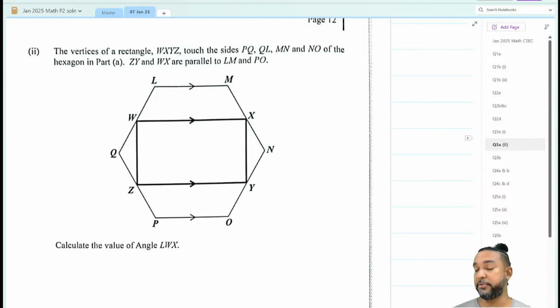It gives rise to the possibility to use F and Z angles, right? So, for example, this length here, and these two sides are parallel, so these two angles would be equal here.